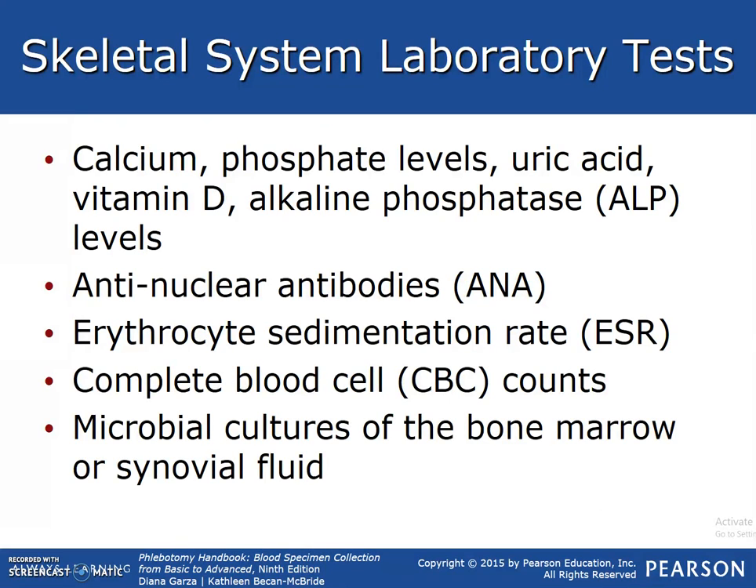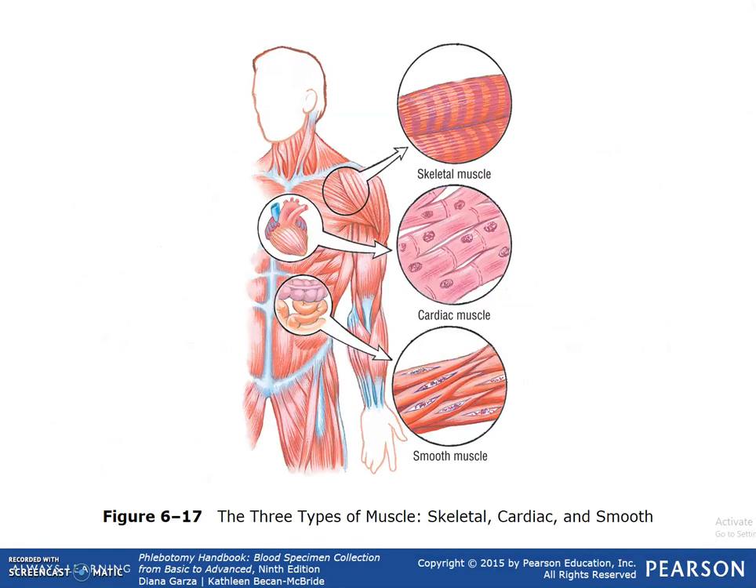Skeletal system laboratory tests. We might test for calcium, phosphate levels, uric acid, vitamin D, alkaline phosphatase, antinuclear antibodies, or ANA, erythrocyte sedimentation rate, ESR, complete blood count, CBC, and microbial cultures of the bone marrow or synovial fluid.